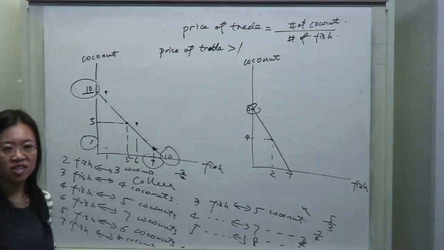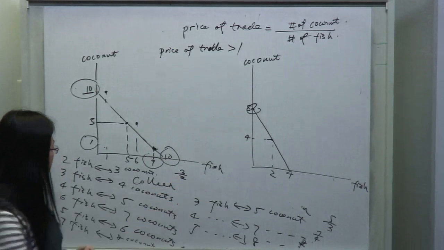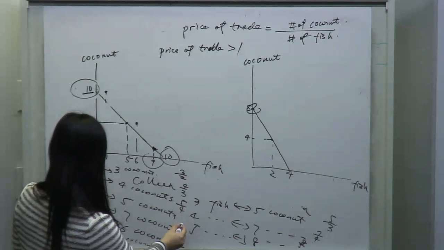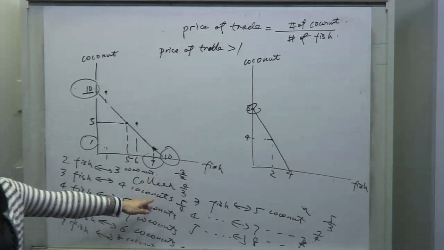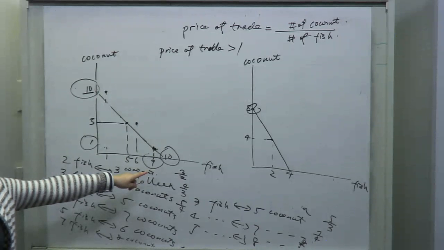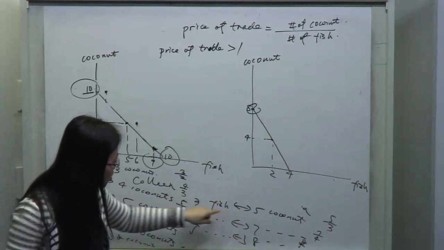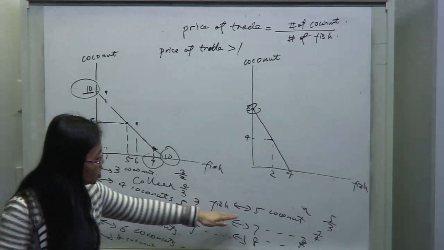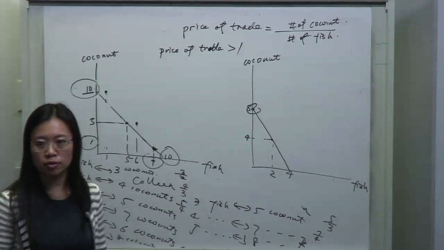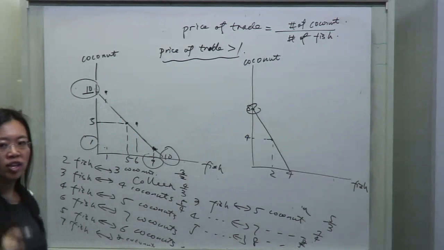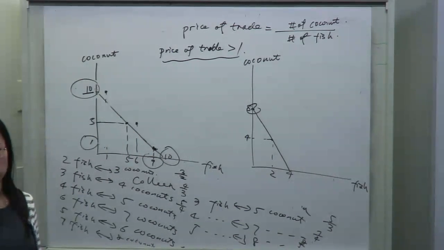Right? You guys see that? All this number here, it's greater than 1. Is this sticking with you? They are all greater than 1, right? Why are they greater than 1? Because if it's greater than 1, then you know Colleen is happy. Colleen gets more coconuts than the fish they give up, right? So this will make Colleen willing to trade.